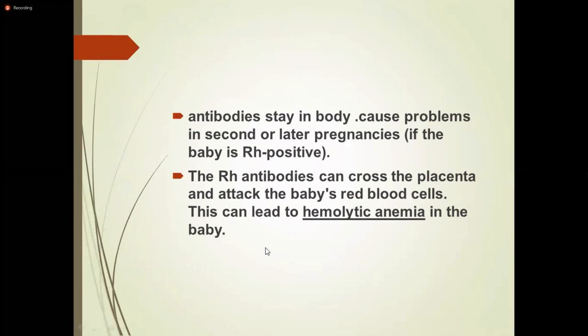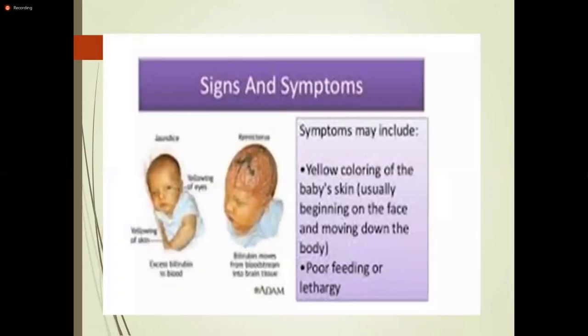We give the mother nowadays Rhogam injections that prevent the formation of antibodies in the mother. Antibodies stay in the body and cause problems in the second or later pregnancy if the baby is Rh positive. The Rh antibodies can cross the placenta and attack the baby's red blood cells. This can lead to hemolytic anemia in the baby.